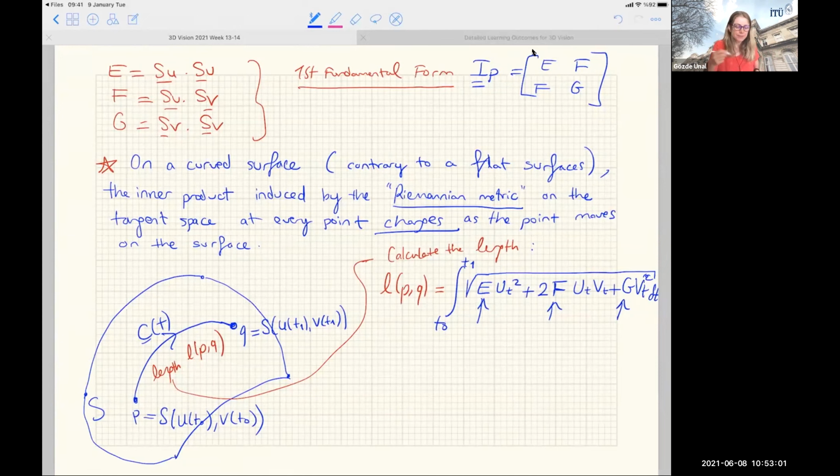Now, similarly, the area element we were showing. Similarly, to calculate the area of a patch, the area element dA, we said, is the norm of SU cross SV, du dv.